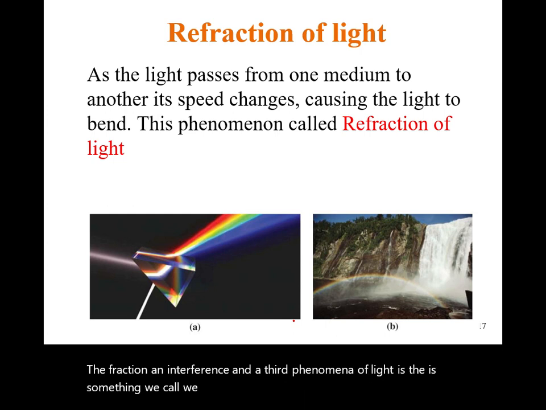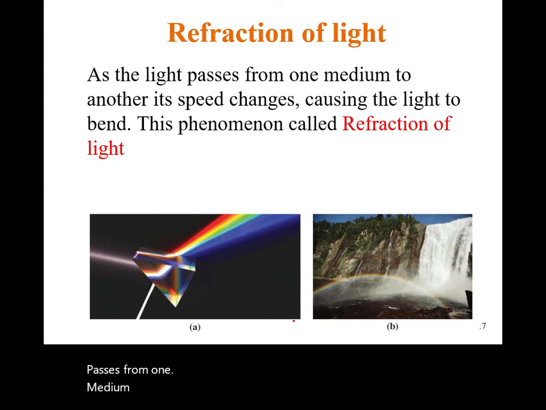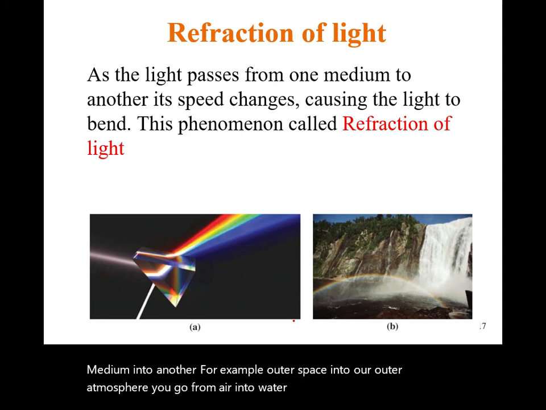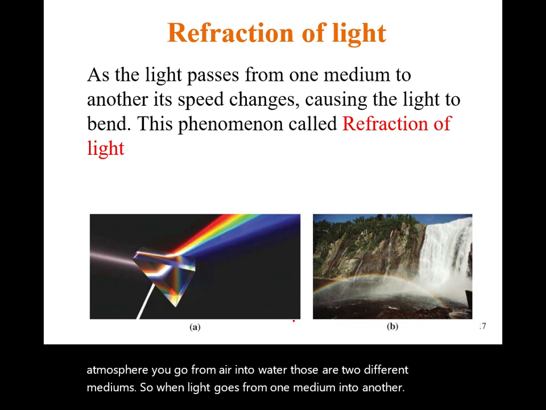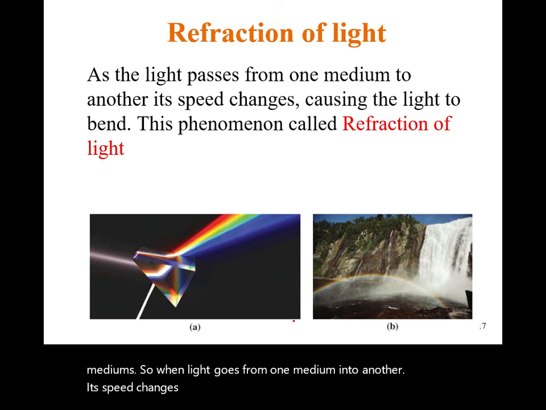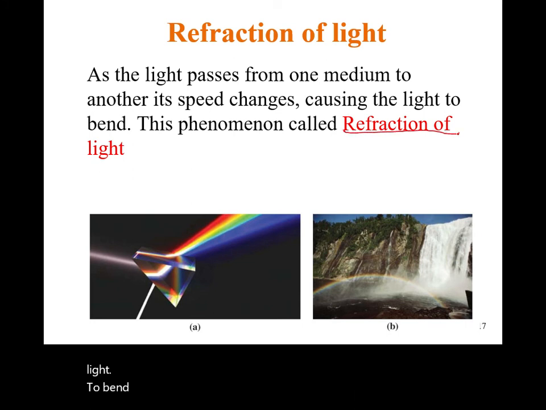And a third phenomenon of light is something we call refraction. So when light passes from one medium into another, for example, outer space into the atmosphere, or you go from air into water, those are two different mediums. When light goes from one medium into another, its speed changes. That change in its speed causes the components of light to bend. That bending is called refraction.